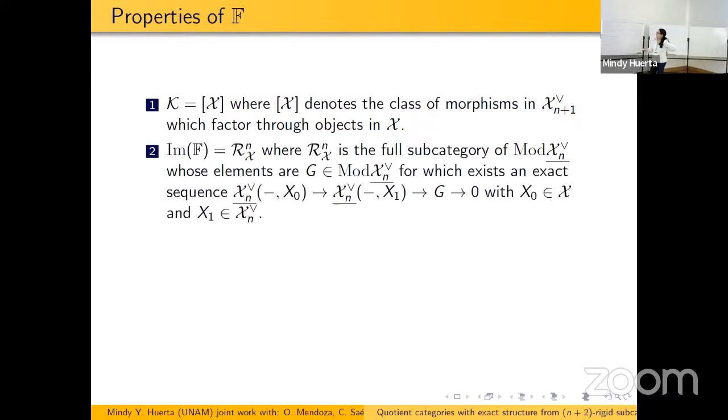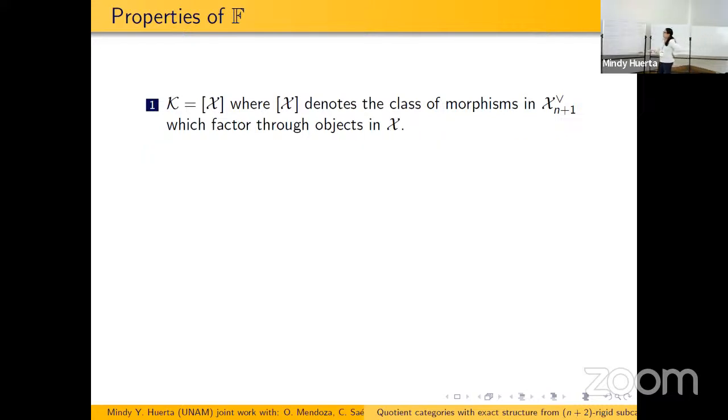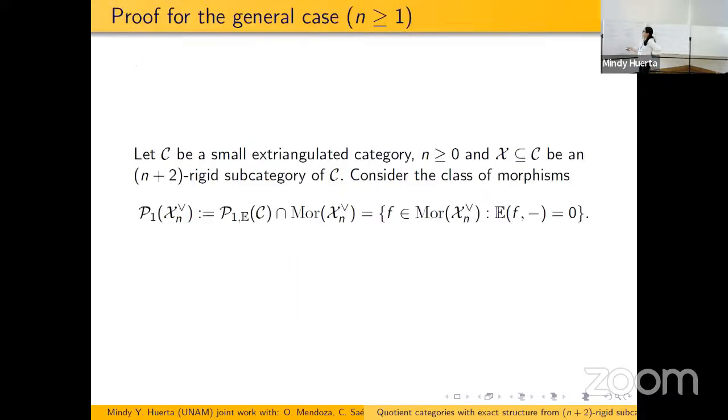Well, the hard part was the following. For example, describe the essential image of F. The essential image of F corresponds to functors G such that admit an exact sequence of this form. These two functors are Hom functors, and you fix the second variable, X0 belongs to X, X1 belongs to X check N. And when you take N equals 0, that coincides with the description of the finitely presented right modules. So again, all these coincide with Soisu's proof, with this part.